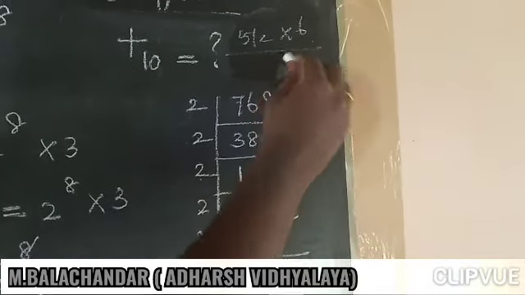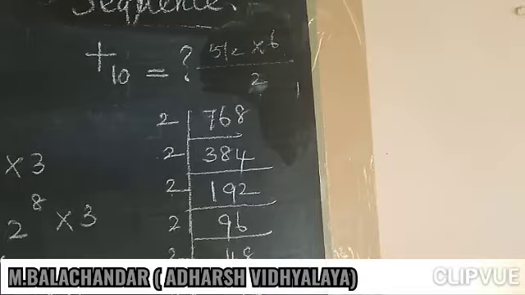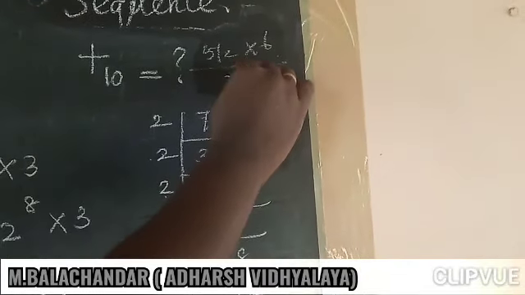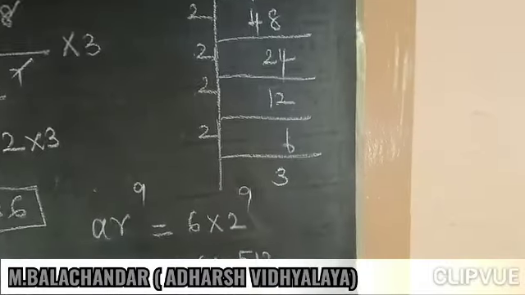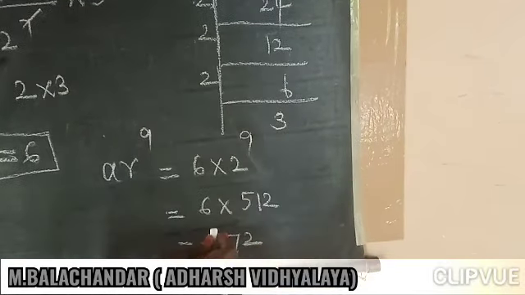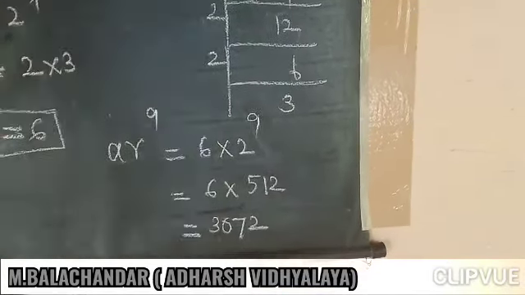6 2s are 12, remaining 1. 6 1s are 6 plus 1 is 7. 6 5s are 30. So 3072. This is the required answer.